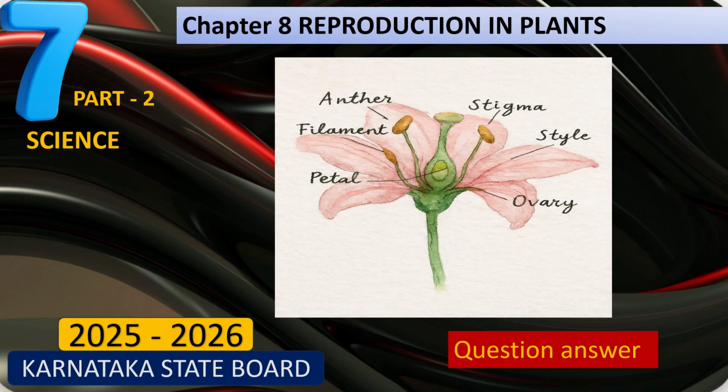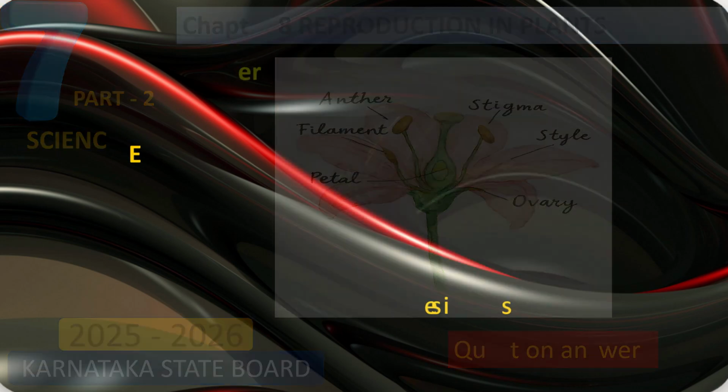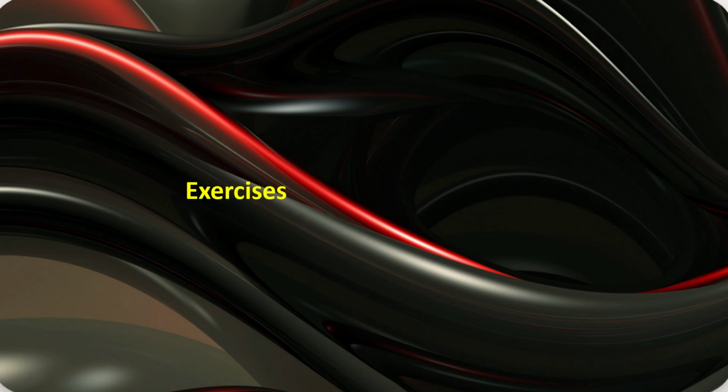7th Standard Science Part 2 Chapter 8 Reproduction in Plants Question Answer As per 2025-2026 Karnataka State Board Syllabus. Exercises.